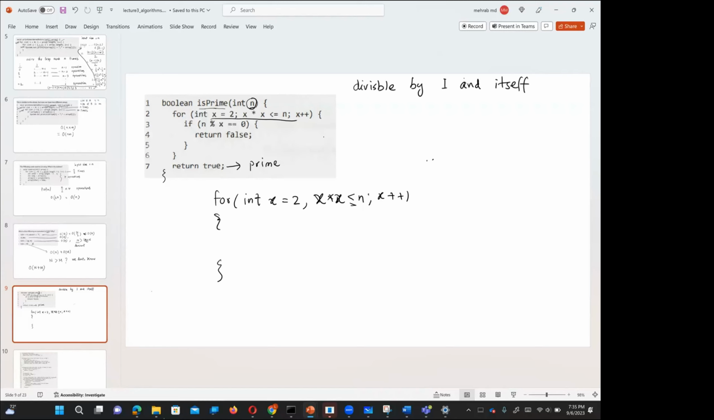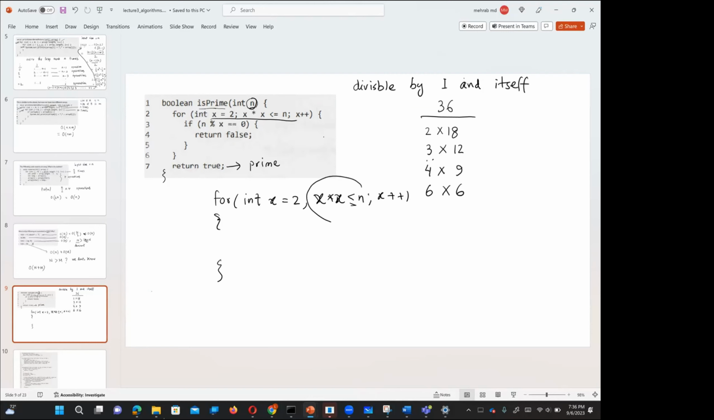Because if the multiplied value is greater than n, then you cannot divide it. Yeah, that's true. But what I'm trying to say is, say you are given 36, okay? So 36, how can we divide it? It's divisible by 2, right? 2 into 18. It's also divisible by 3, right? 3 into 12, right? It's also divisible by 4. 4 into 9, right? It's also divisible by 6, right? 6 into 6.